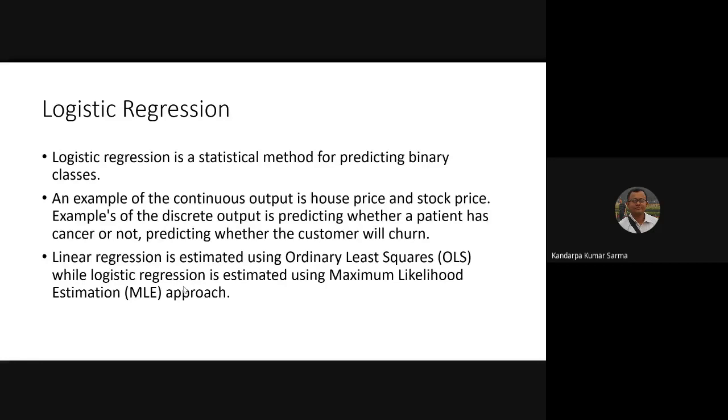Then a more complex form of regression is the logistic regression. Logistic regression is quite suitable for dealing with binary classes. So you can have a continuous set of values coming for the price of a house or for the stock market. You can use such prices, stock market prices or a house price, to predict the future price variation of the house or the stock price.